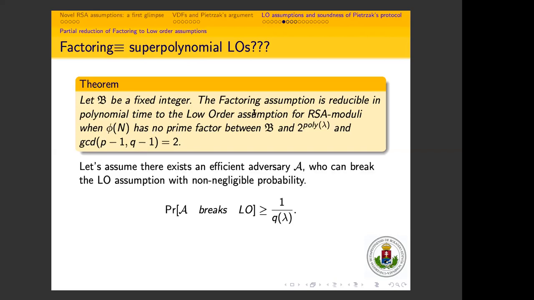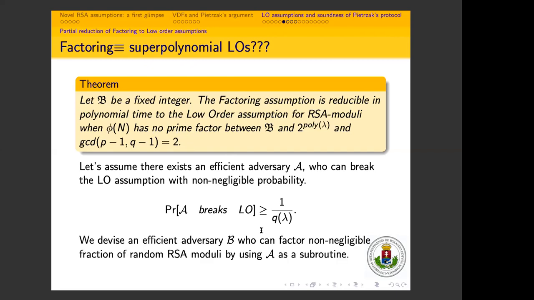Okay, so let's prove the opposite, namely that if we had an efficient adversary who breaks the super polynomial low order assumption, then it would be able to factor a non-negligible amount of RSA moduli of this kind. So we have A who breaks the low order assumption with probability 1 over q lambda, where q is a polynomial of lambda, so A can break the low order assumption with non-negligible probability. Now we devise an efficient adversary B who can factor a non-negligible fraction of random RSA moduli by using A as a subroutine. How do we do that?